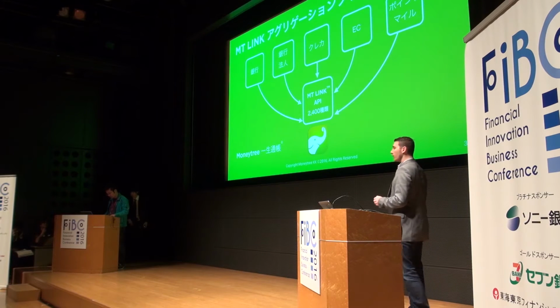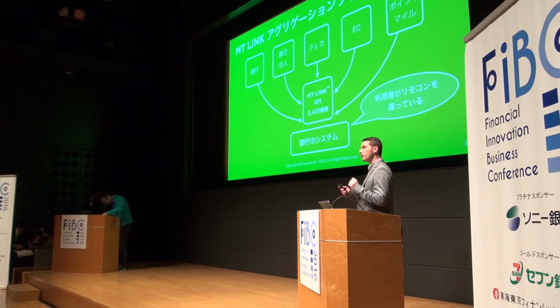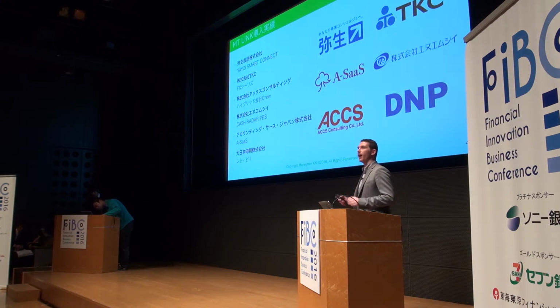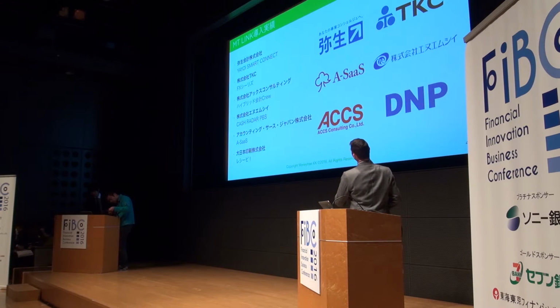So we have an aggregation platform that gets data from 2,400 different sources in Japan: banks, corporate banks, credit cards, point systems, mile systems, digital money, et cetera, et cetera. And we bring that all down into our app, Moneytree. However, what MT-Link does is puts an API on that service and lets you connect it to your system. And the best part, just like I'm holding this remote control right now, the user is in control of their data at all times.